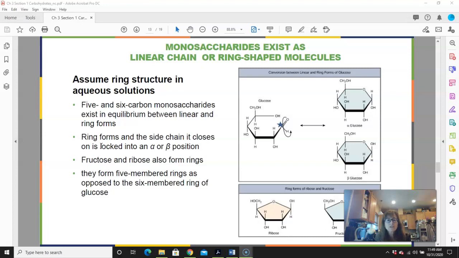Now, how we see sugars very often in the body is in ring structures. When you put a lot of these biological molecules in the body, particularly sugars, they are going to form in an aqueous solution. That just means in watery solutions. They're going to form rings. 5 and 6 carbon monosaccharides is what we see often in the body.